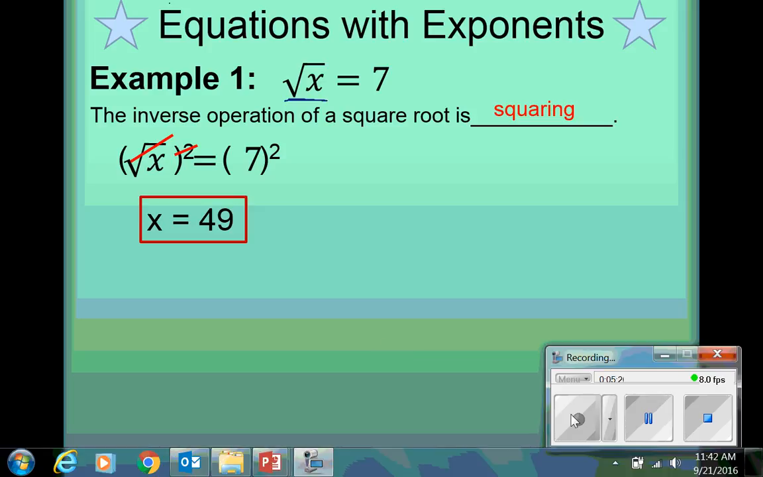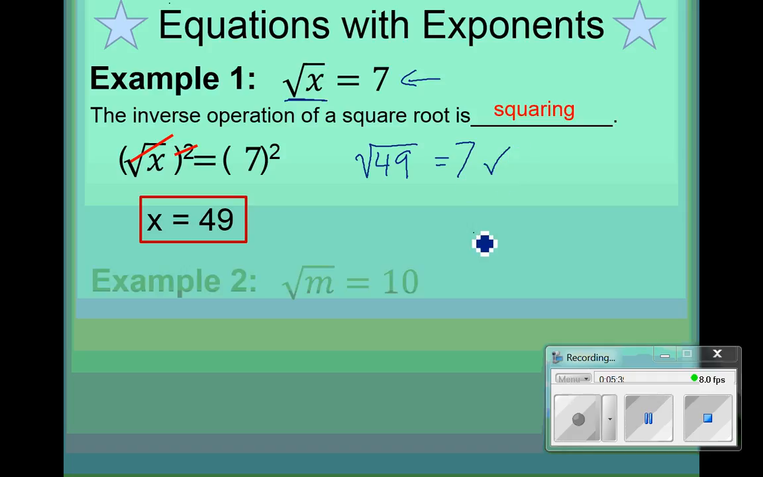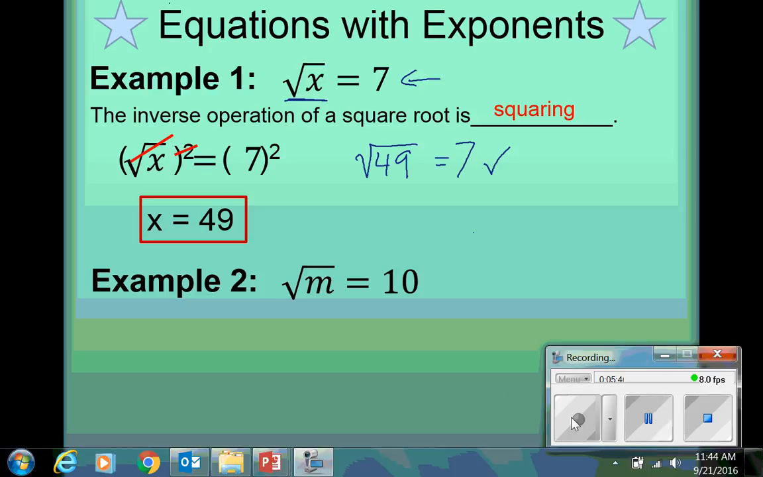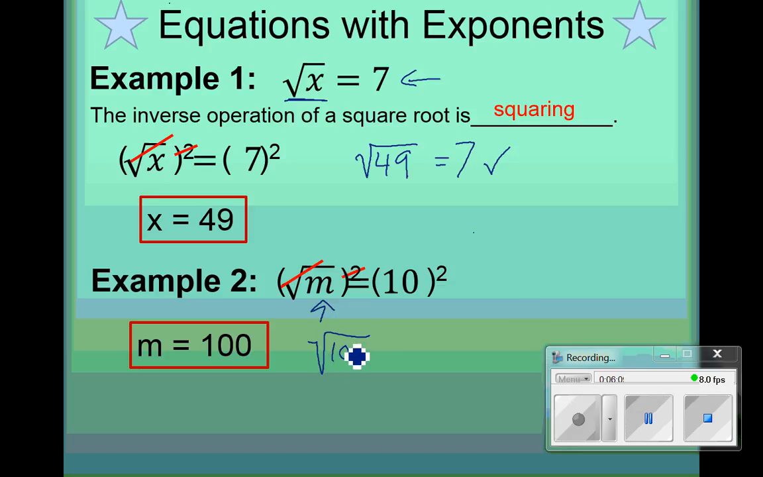And I can check my answer because if I go back up to the original problem, I have the square root of x, which I think is 49, equals 7. And is that true? Yes. So let's move on to example number 2. Go ahead and try to do this one by yourself. I'm going to put the squared on both sides. The square root is canceled out by the exponent 2, and I'm left with m equals 100. And I could substitute it in to the m and have the square root of 100 equals 10, and I know my answer is correct.